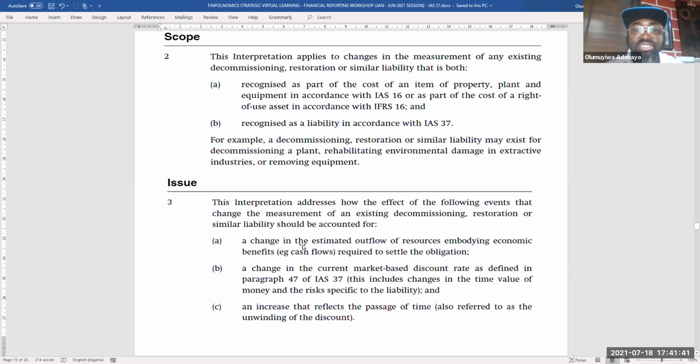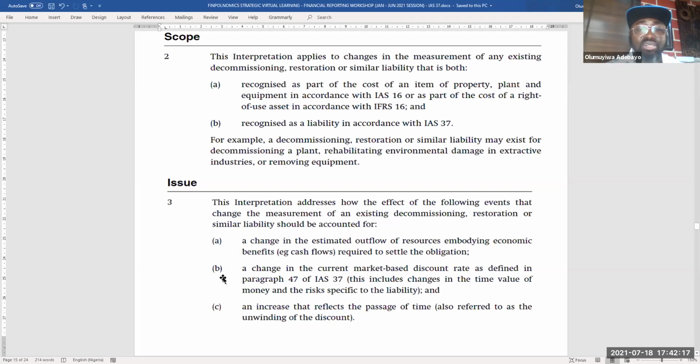The interpretation addresses how the effect of the following events that change the measurement of an existing decommissioning, restoration, or similar liability should be accounted for. There are three factors that will bring about changes. The first factor is a change in the estimated outflow of resources embodying economic benefit, that is the cash flow required to settle the obligation. And in addition to cash flow, it might be an extended period or a contracted period, which means you change the period over which you have estimated the cash flow, whether from 20 years to 25 years or from 20 years to 80 years.